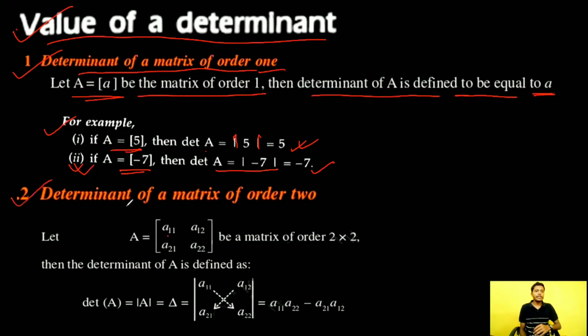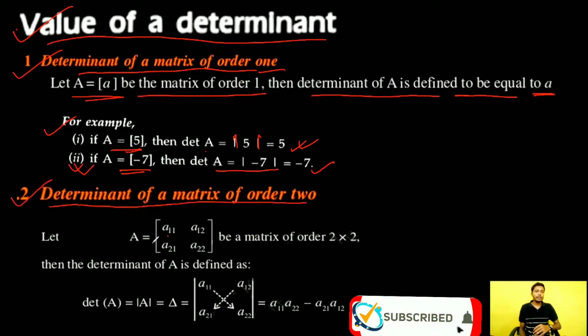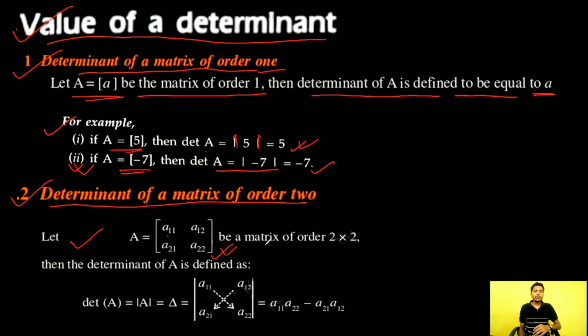Now the determinant of a matrix of order 2. Let this be our matrix of order 2, then the determinant of A is defined as det A is equal to delta, and we write all the elements of this matrix inside these two vertical lines, and the value of this determinant is: we multiply this diagonal's elements minus these diagonal elements. Okay, this is the value of this determinant of order 2.